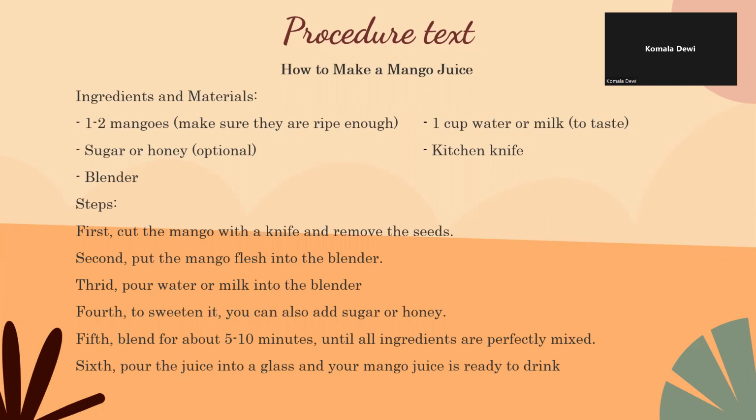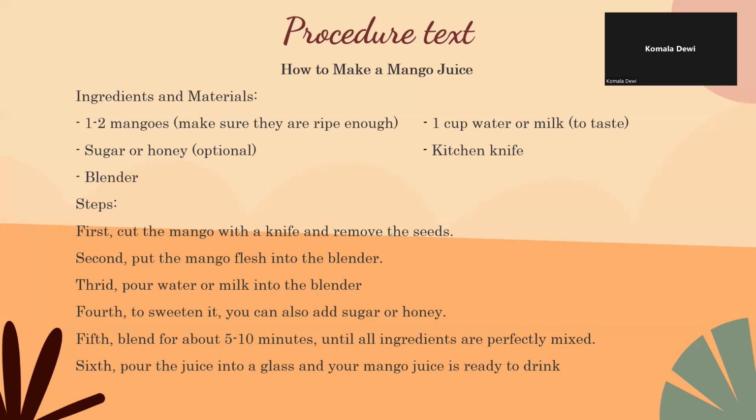seeds. The second, put the mango flesh into the blender. The third, pour water or milk into the blender. Fourth, to sweeten it, you can also add sugar or honey. And then fifth, blend for about 5 until 10 minutes until all ingredients are perfectly mixed. And then the last one, sixth, pour the juice into a glass and your mango juice is ready to drink. I think that's all, Miss.